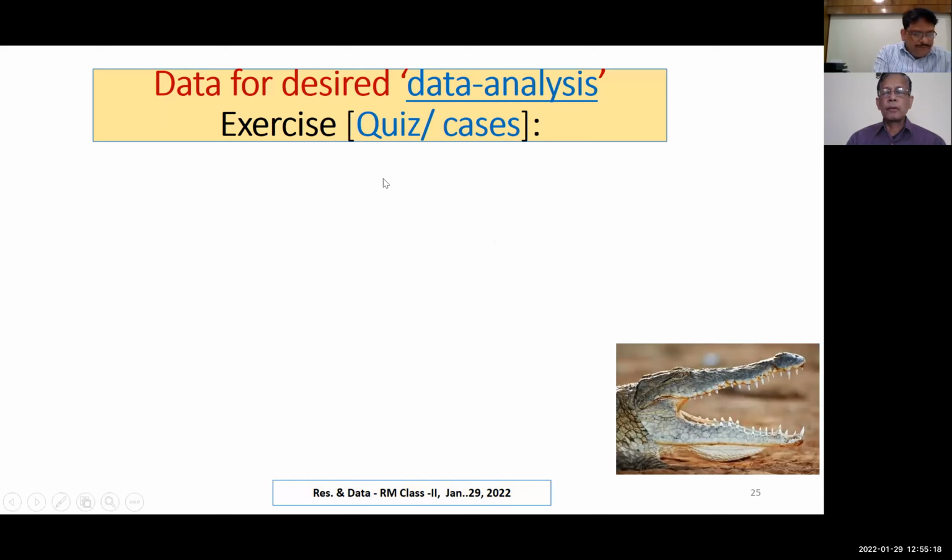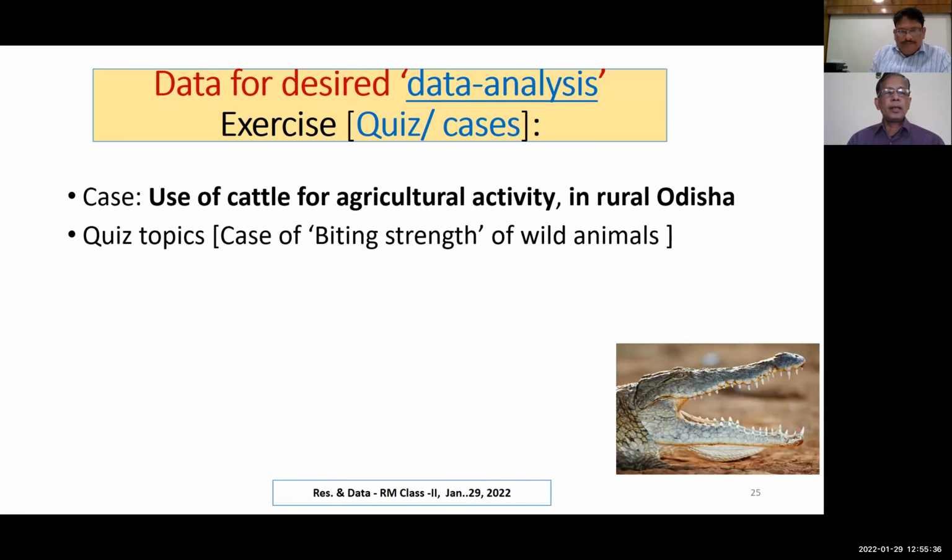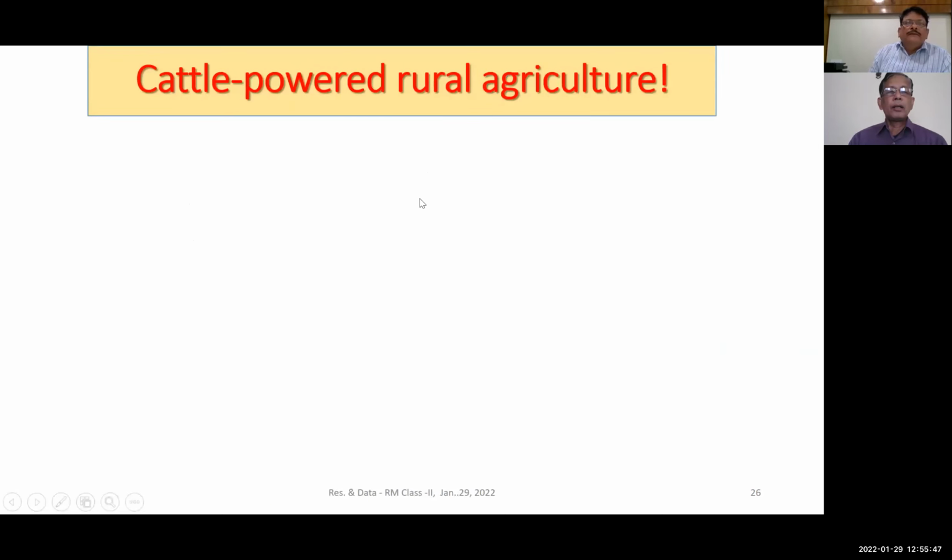I would trouble you and let us have a practice test. Practice test means this we have already discussed, so it should be easier. The topic will be the same case of biting strength of wild animals. And if time permits, we can discuss very quickly within 5 minutes another example, the use of cattle for agricultural activity in rural Odisha. I'll discuss one more example, then I'll trouble you for the quiz. Give me 3 minutes. All of you, please participate.